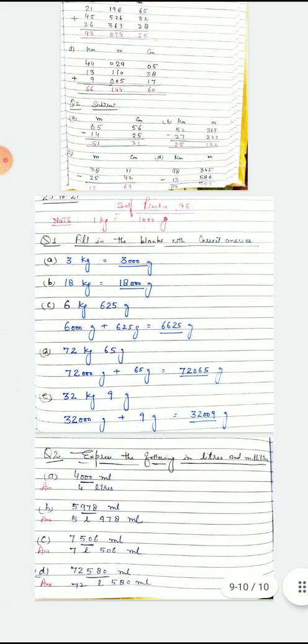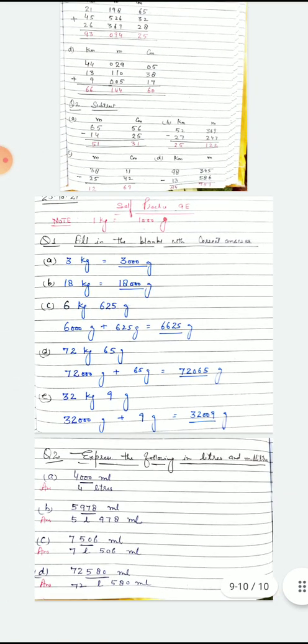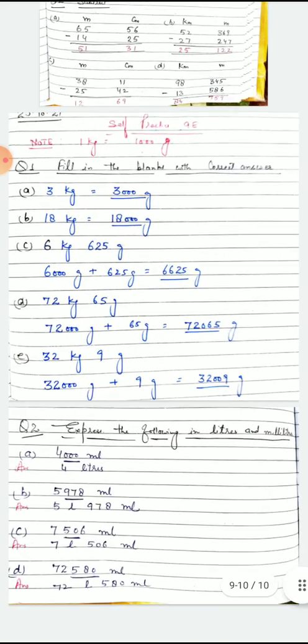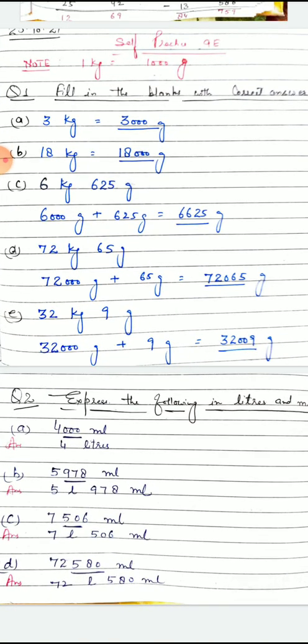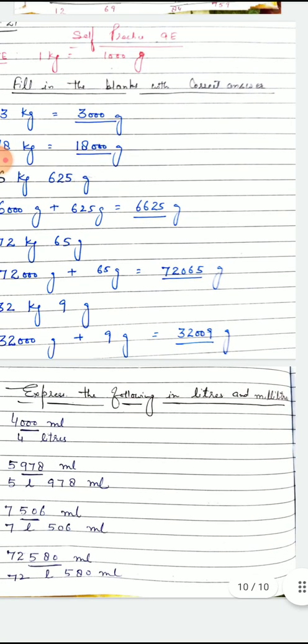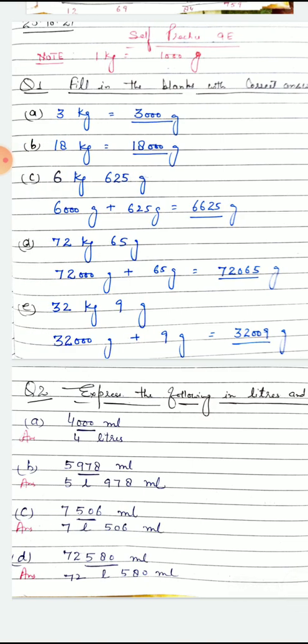Now liter and milliliter. Here express the following in liters and milliliters. The number given is 4000 milliliter. When you are going to convert this 4000 milliliter, you know very well 1000 milliliter is equal to 1 liter. It means 4000 milliliter is equal to 4 liter.